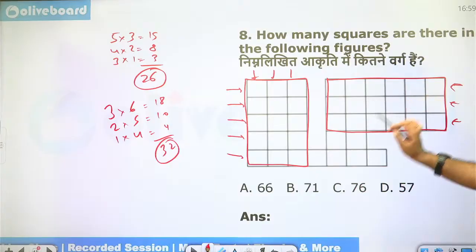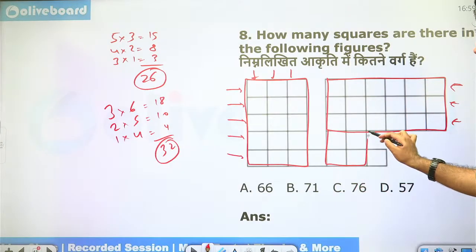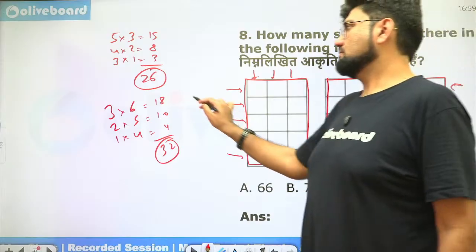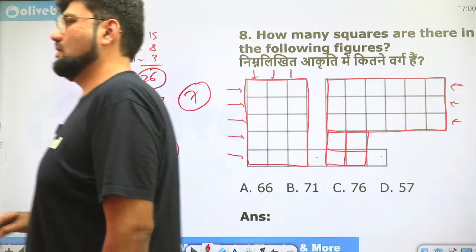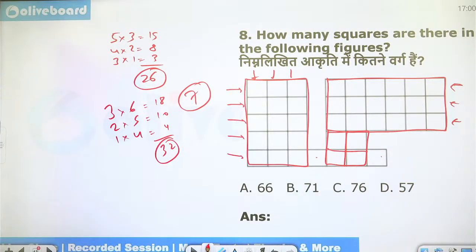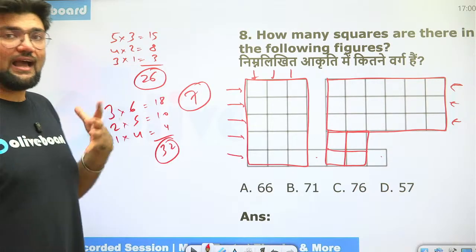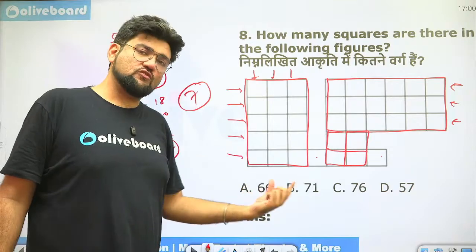Then quickly what I'll do is I'll count these 5 squares here. 5, 6 and 7. Now if I take the total, I'm getting 65 squares right now. The only luck which is in my favor is that 65 is not there in the options.